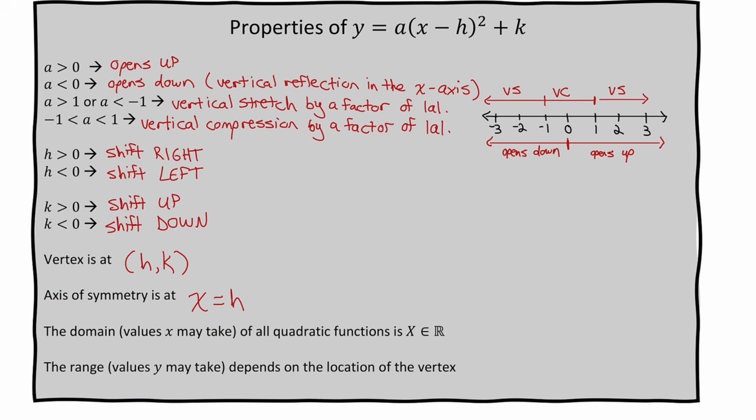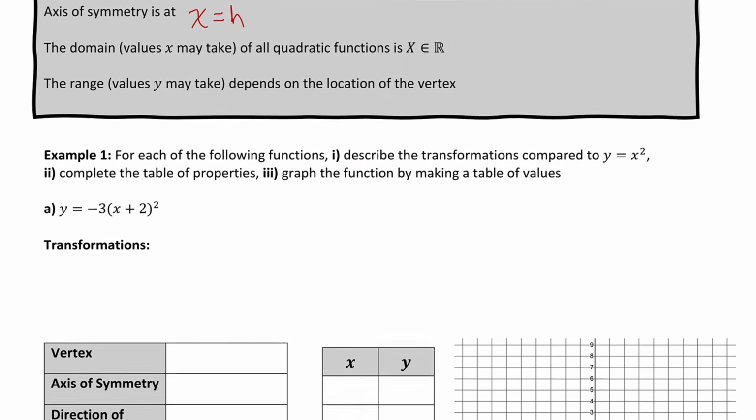They're limited by their vertex. If the parabola opens up, the y-coordinates will always be at the y-coordinate of the vertex, or above, but if the parabola opens down, the y-coordinates of all the points that make up that graph will always be at the y-coordinate of the vertex, or below. And we'll learn how to write that in the table below.